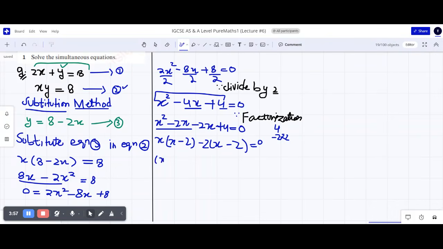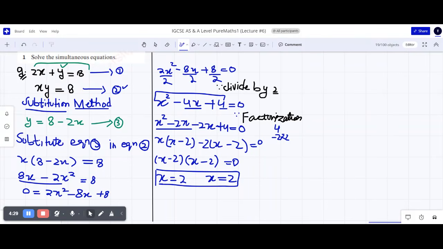Then again we will take the common factor: x minus 2 is common, and the remaining terms are again x minus 2 equals 0. Then we put both separately equal to 0, so we will get the same answer. x minus 2 equals 0 gives plus 2, and the second time we also get plus 2. These are the x values I got.